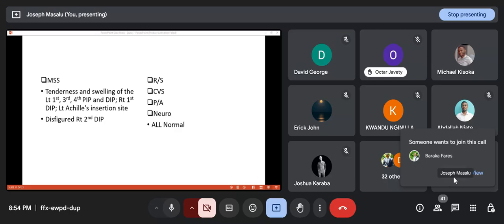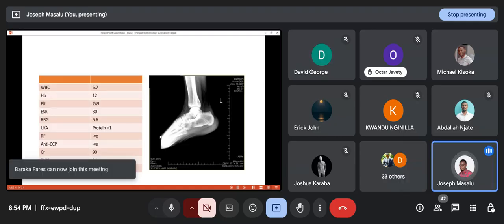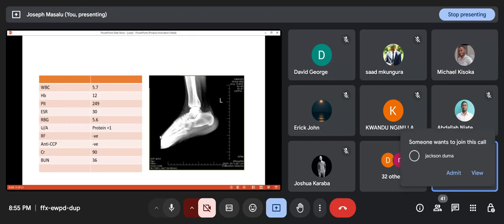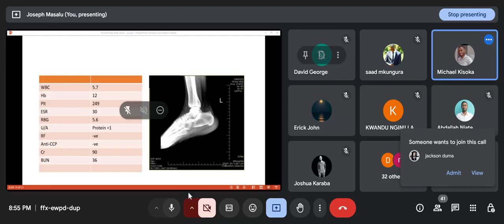Yeah, sure. I think you're on the right line, and let's see the labs now. The labs were unremarkable. She had a normal white count, hemoglobin was normal, platelets normal. ESR was 30, where the machine's normal range is 0 to 30. Random blood glucose was normal. Urinalysis showed only proteinuria of +1. It was an afternoon urine. Rheumatoid factor was negative. I received it later, and it was also negative. And the creatinine and urea were normal.